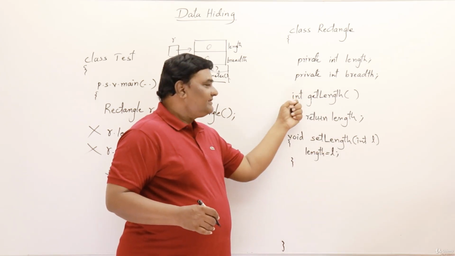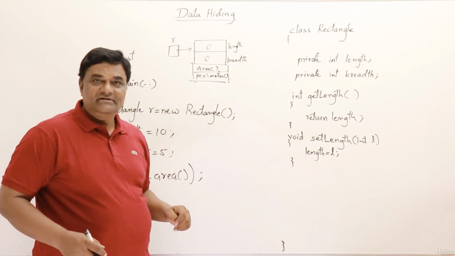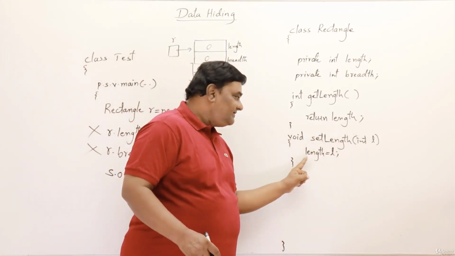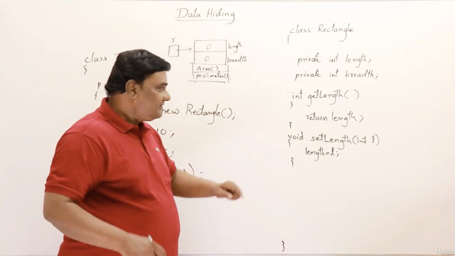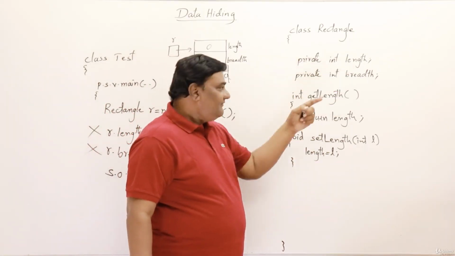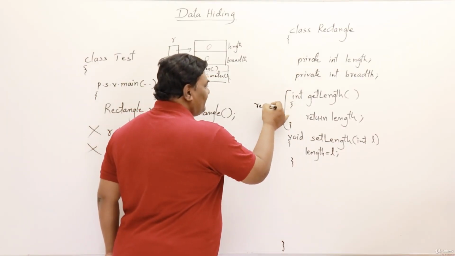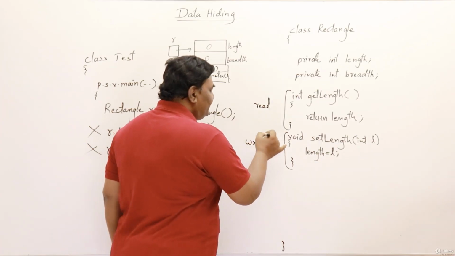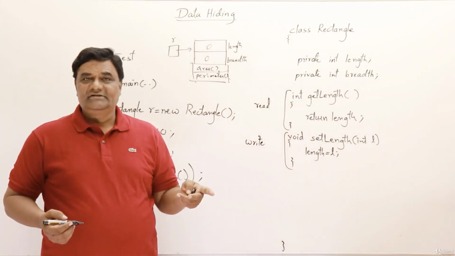Get length has a return type, that is integer. It will give you the value of length, and set length will take some length and set the length. So one is for writing the value of this property, and one is for reading. Get length is for reading the value of that property and set length is for writing the value. As I said, we perform read and write operations on the data. So for both we have methods.